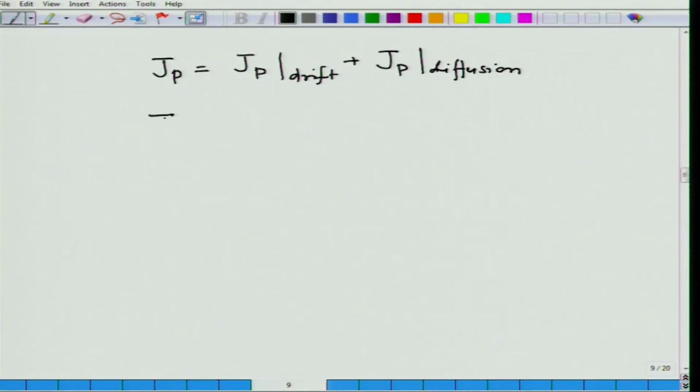So, writing the whole expression only in mathematical terms, I can say that the total hole current is consisting of two parts. One is due to drift and the other one is due to diffusion. Similarly, I can write the equation for the electrons, and this is also consisting of the two parts.